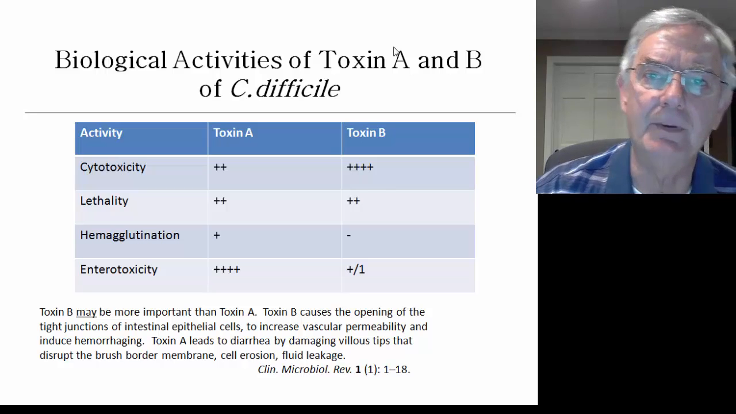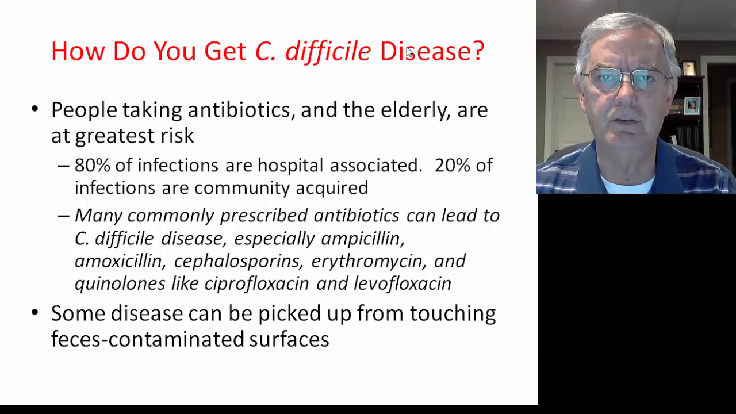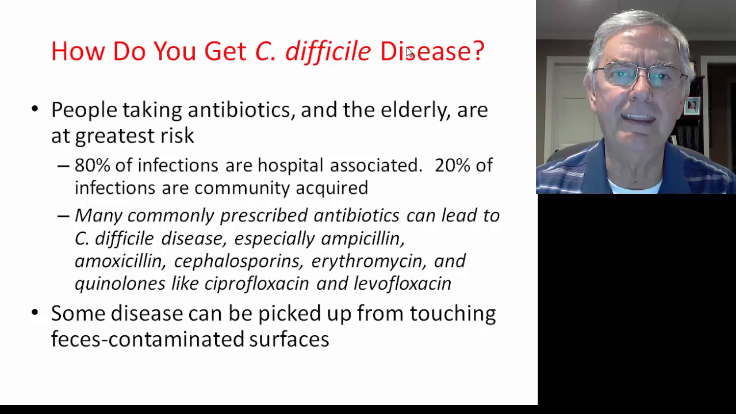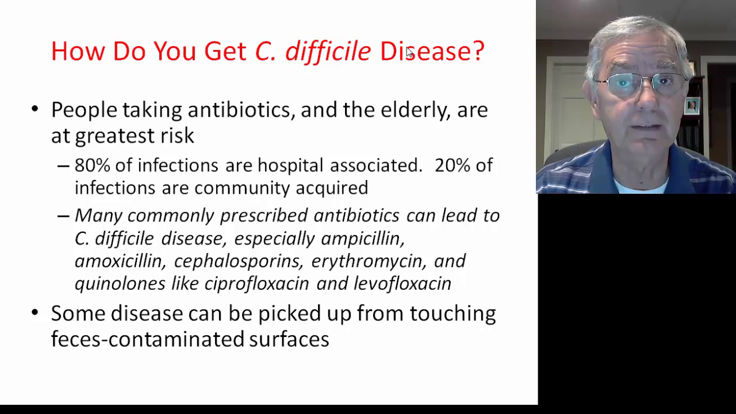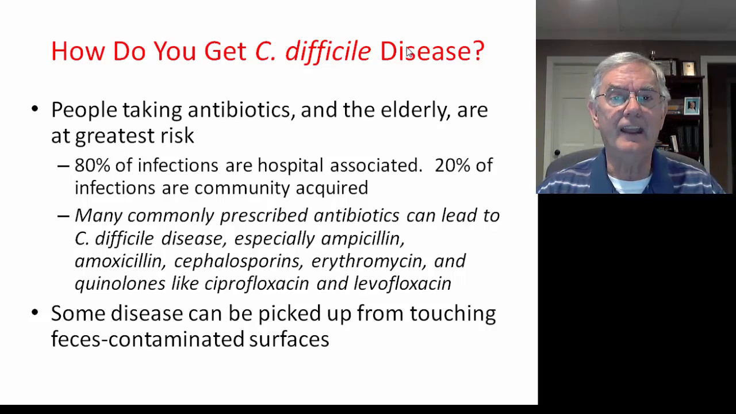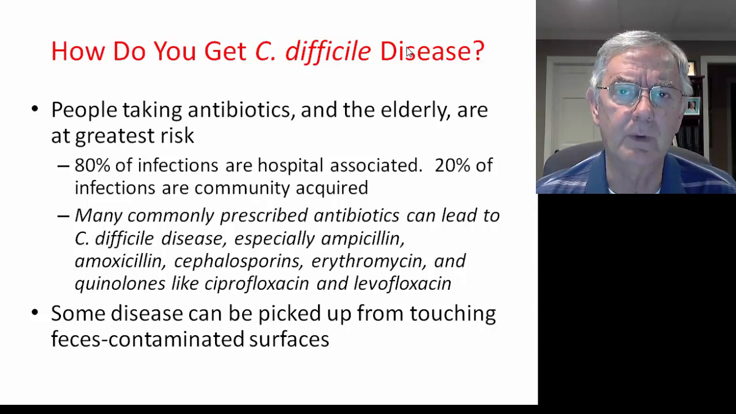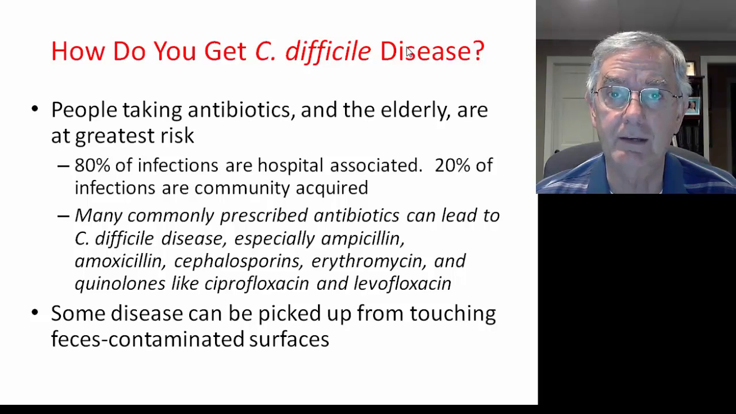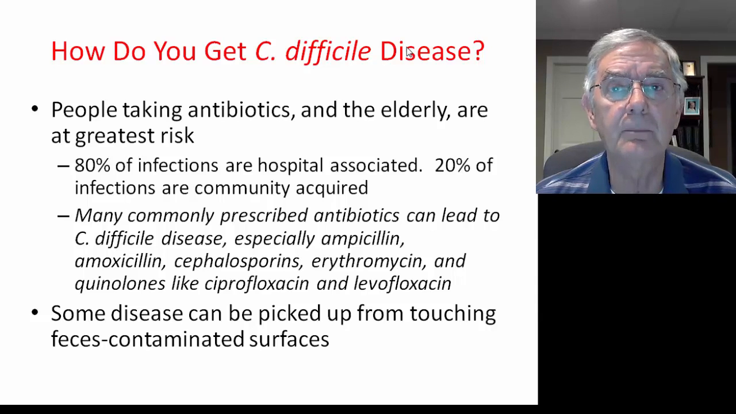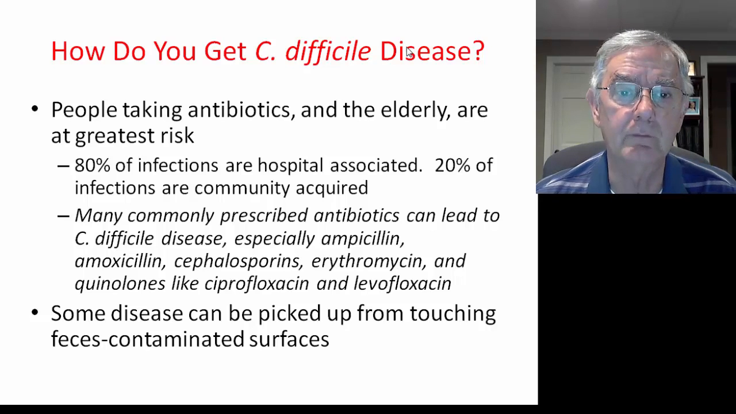So let's examine the epidemiology of this disease for just a moment. Clostridium difficile infection occurs primarily in people who are taking antibiotics. They also occur in the elderly, and it is the combination of elderly people taking antibiotics, and groups that are immunocompromised, that are at greatest risk. In fact, about 80% of Clostridium difficile infections in the United States are hospital associated, while 20% of the infections are community acquired. And this is rising and becoming a little more concerning for us.